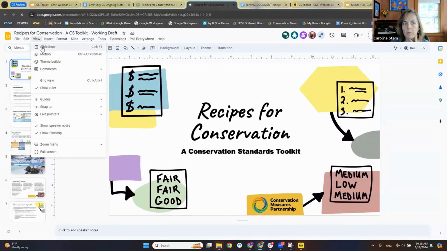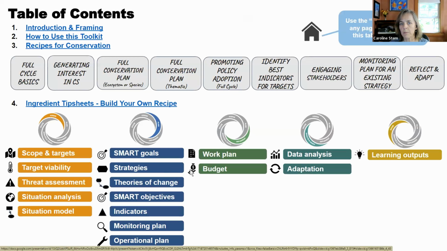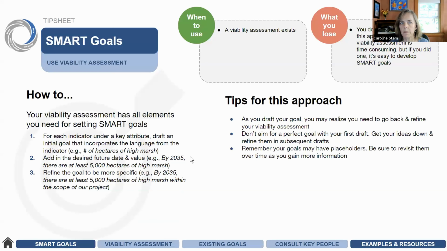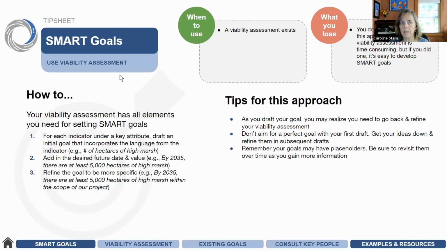And for this to really work well, you should look at it in slideshow mode. I'm just going to go here to start slideshow mode. And if you do that, it operates very much like a website. So you can click on SMART goals and you'll end up in SMART goals. And there's the basic information about that topic, some general tips, and then different ways to approach developing SMART goals. So maybe you might use viability assessment, and it's going to navigate you over here. I'm not going to spend a ton of time on this, just wanted to show you kind of how the orientation is.